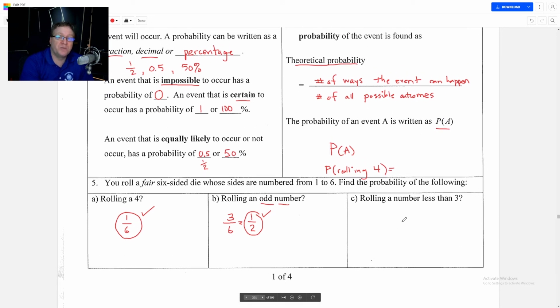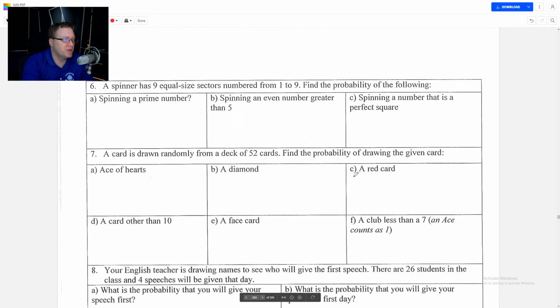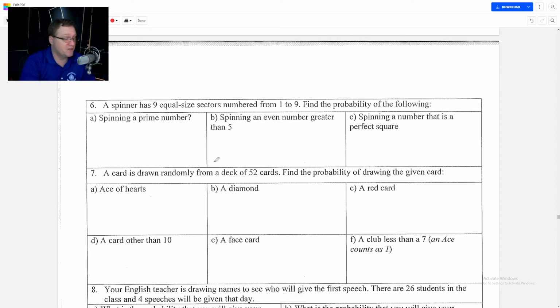Next, what's the probability of rolling a number that's less than 3? Well, how many ways can that happen? Well, I could get a 1, and I could get a 2, and that's it. All right, 2. So there are 2 ways. So the number of ways that can happen is just 2, and the number of possible outcomes is 6. So it's 2 over 6, which can be reduced to 1 over 3. So that is the probability of rolling a number less than 3. All right? Pretty easy, right? And these are all not very difficult, all right?